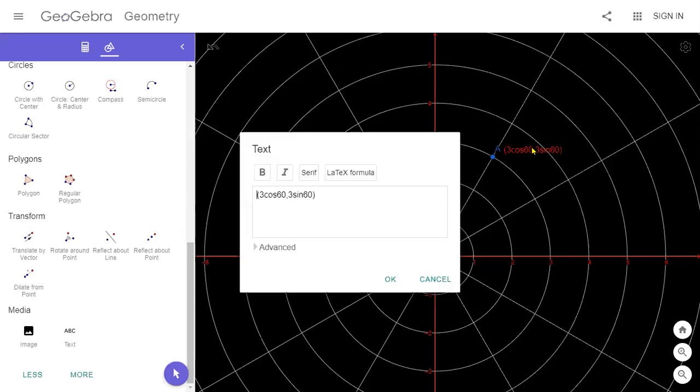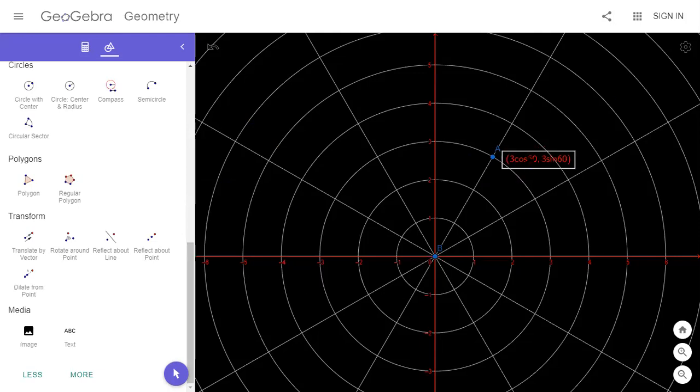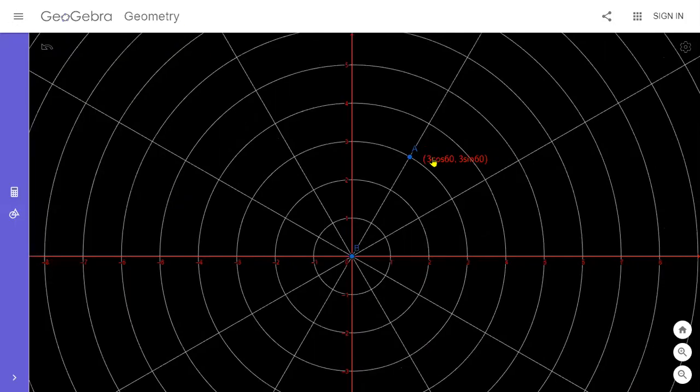This is the polar coordinate 3 cosine 60 degree, comma 3 sine 60 degree. Here this is the polar coordinate of this point A. This is the way of writing the polar coordinate of the corresponding point. First of all, we have to write the radius, just the 3 unit, so 3 cosine of the angle. The angle made by this radius AB with the positive x-axis is 30 degree plus 30 degree, 60 degree. So 3 cosine 60 degree, comma 3 sine 60 degree. It is the polar coordinate of this point A.